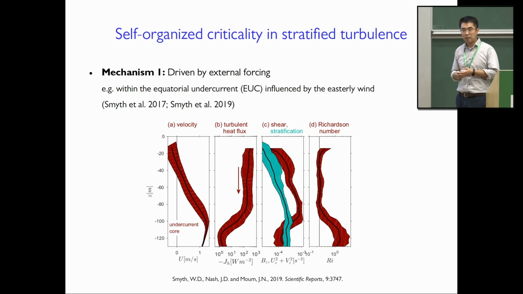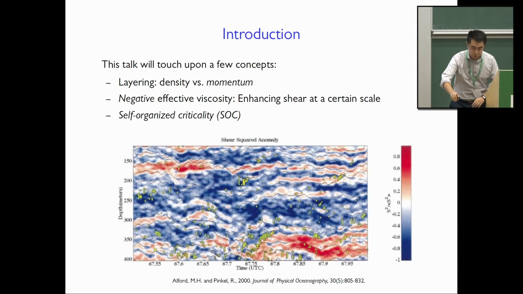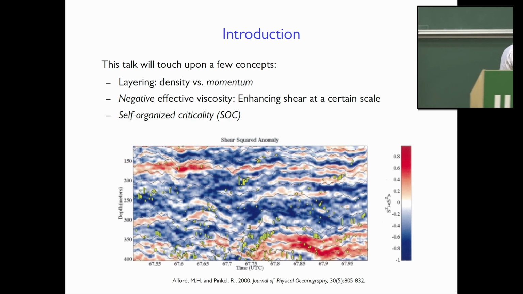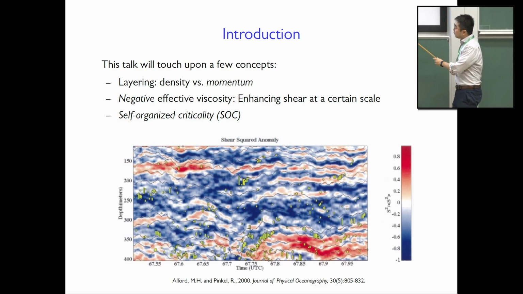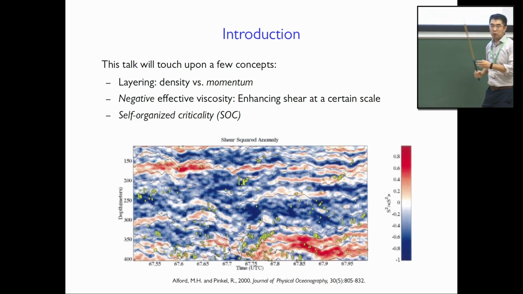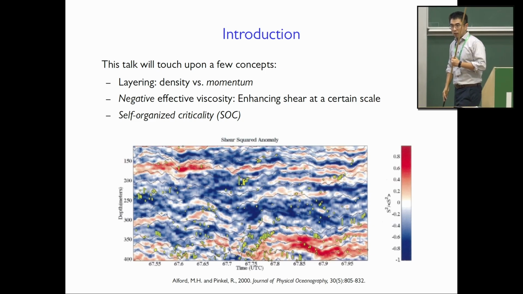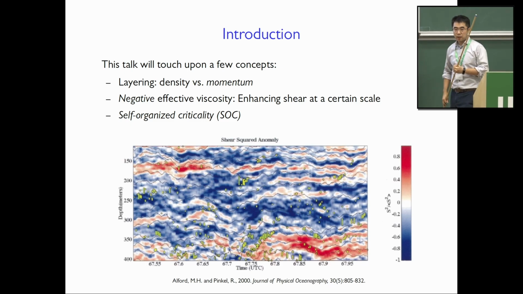Normal viscosity, like molecular viscosity, will tend to smooth things out. If you have negative viscosities, it's going to try to make layers. So we'll see if we can quantify that using a numerically simulated data set.